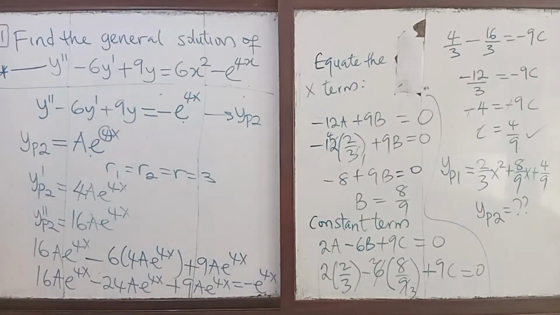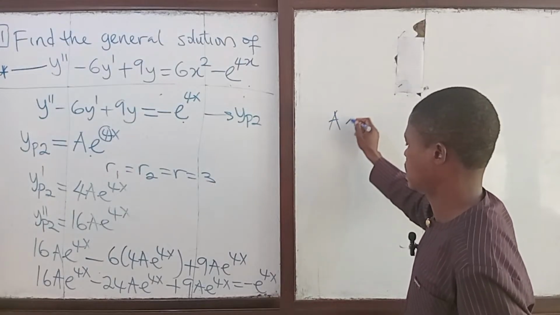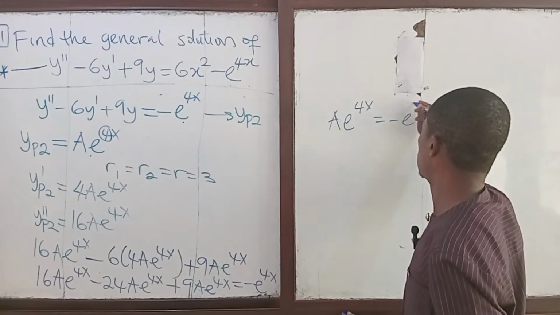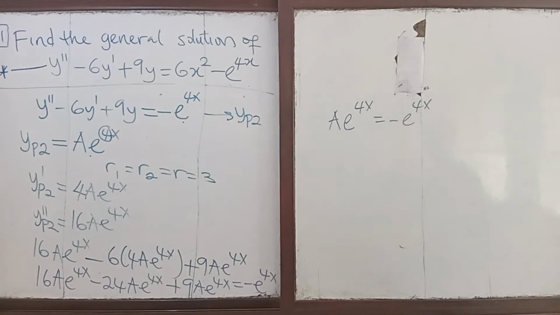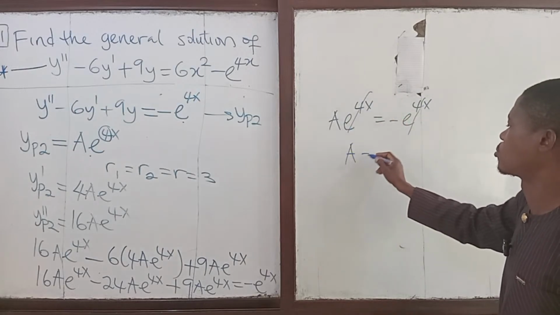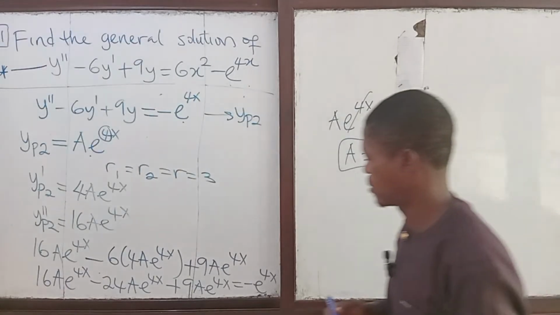Okay, so 16 minus 24, that's minus 8. Minus 8 plus 9, that's 1. So we have a times e to the power 4x equal to minus e to the power 4x. Then this and this we cancel. So a is equal to what? Minus 1. a is minus 1. So that's what we have there.